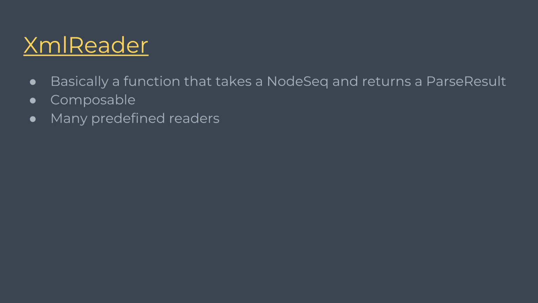The XmlReader is essentially just a function that converts a node sequence, which is the base type for elements or list of elements in the Scala XML library. So it's a function that takes the node sequence and returns a parse result. But the object also defines additional methods like map, flat map, compose, etc. And then the Xtract library provides many predefined readers for things like int, long, option, Boolean, sequences, basically all of your basic Scala types.